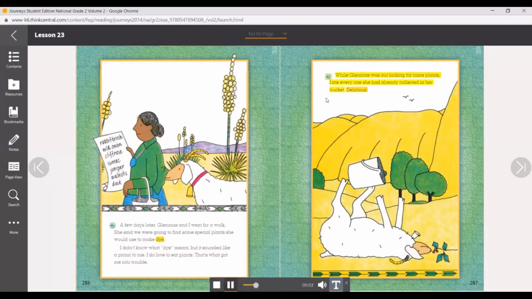While Glen May was out looking for more plants, I ate every one she had already collected in her bucket.